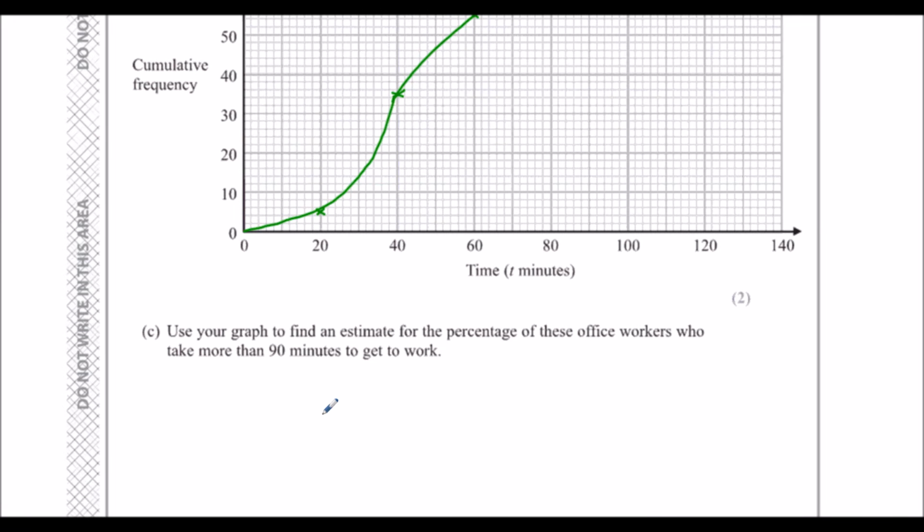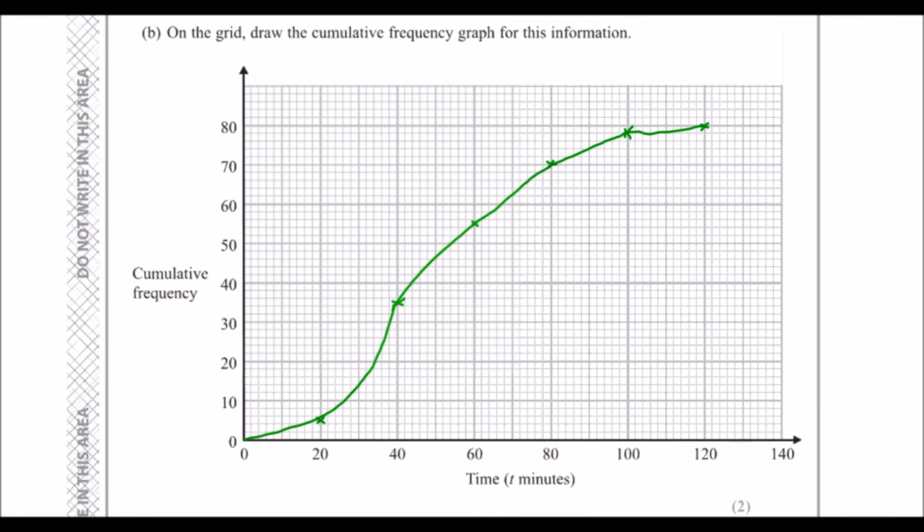Part C says, use your graph to find an estimate for the percentage of these workers who take more than 90 minutes to get to work. So 90 minutes is here. So we go up to the line and across. It looks like it's there. So I've got 74. You can get a slightly different answer because everyone's line will be slightly different, but it should be around the same area. So I'm going to read off 74 here.